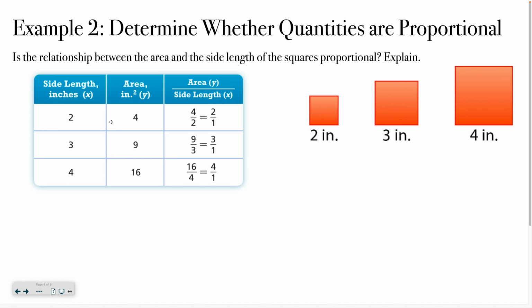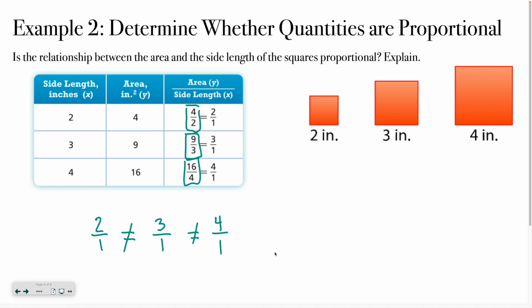So if we were to write out our proportion, it would be area divided by side length. So you can see I would have 4 over 2, 9 over 3, and 16 over 4. If I were to simplify those, do you see how the 4 over 2 becomes a 2 over 1, the 9 over 3 becomes a 3 over 1, and the 16 over 4 becomes a 4 over 1. So that means that these are not proportional. And the reason we would say that is because they don't equal each other. In order to be proportional, the relationship has to be equivalent.